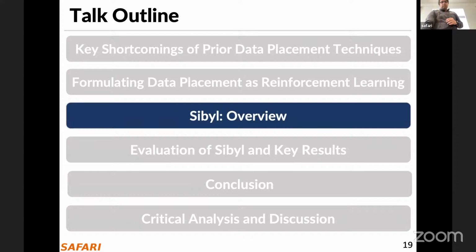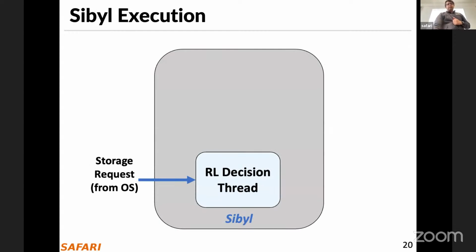So I'll discuss the design of Sibyl. There are two threads in the design of Sibyl. One thread is called the decision thread, which takes the input storage request and also looks at the environment, and it basically decides where the data should be placed. That is the decision thread.